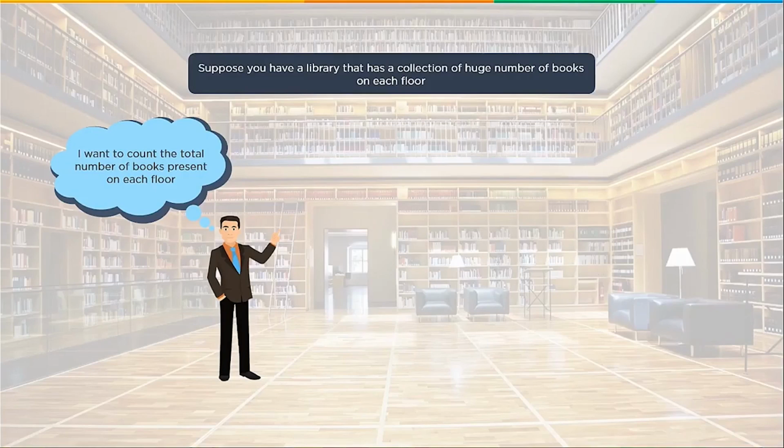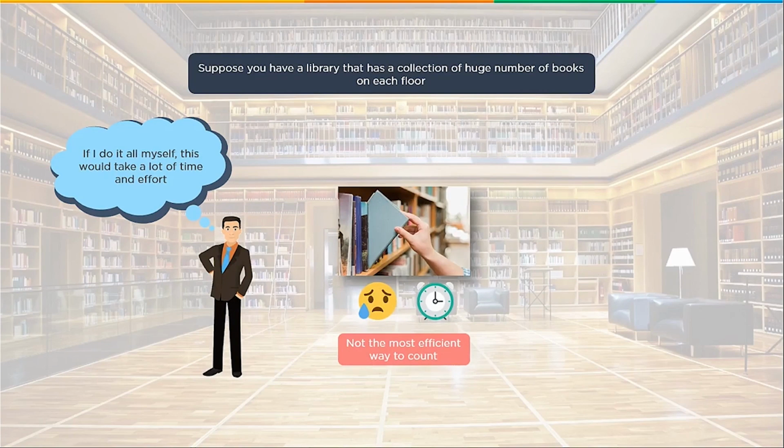Now, suppose you have a library that has a collection of huge number of books on each floor, and you want to count the total number of books present on each floor. What would be your approach? You could say, I will do it myself, but then don't you think that will take a lot of time? And that's obviously not an efficient way of counting the number of books in this huge collection on every floor by yourself. Now, there could be a different approach or an alternative to that.